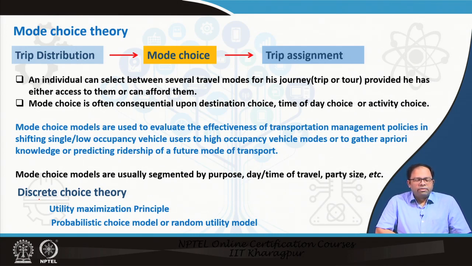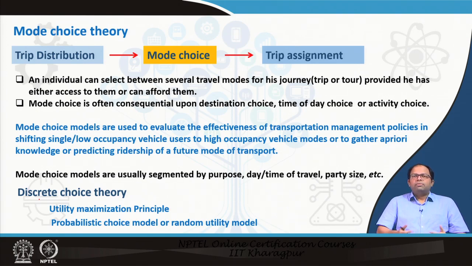Mode choice is also often consequential upon destination choice, time of the day choice or activity choice. That means the mode depends on where we are going. Even though I have got a car and a two-wheeler, and I have access to shared mobility or railway transit or bus transit, depending on the destination I will choose a particular mode. For example, if I am going to a very congested area for shopping, probably I will not use my own car, I will take a taxi or a shared mobility vehicle.